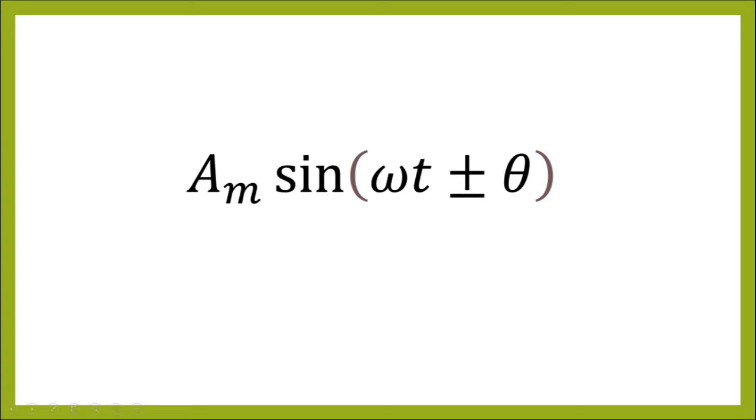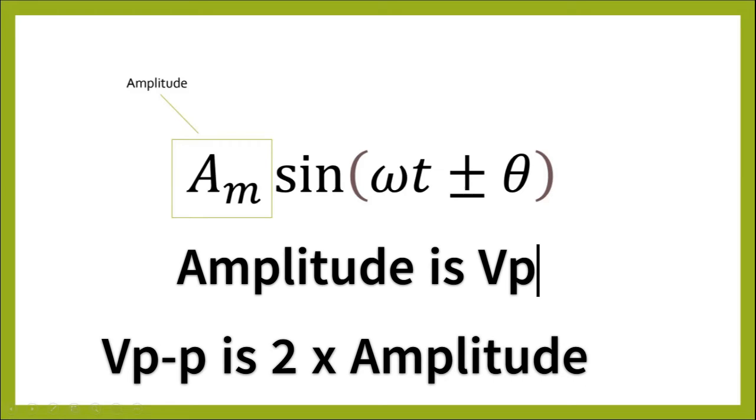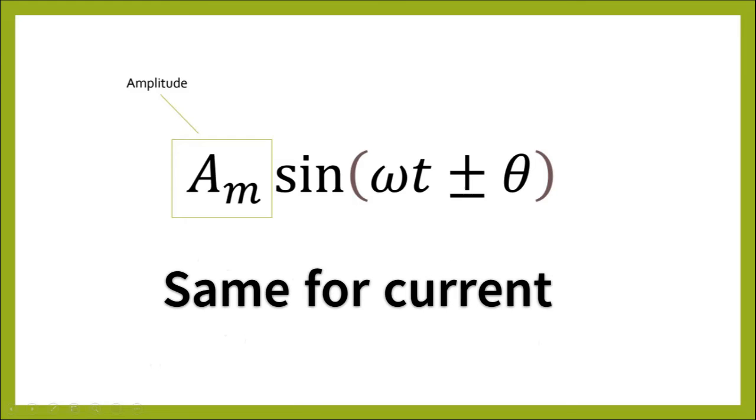In this representation of the sine wave, there are a few components to look at. Firstly, the multiplier on the front is the amplitude of the graph. In the case of a voltage representation, this is the peak voltage, and peak to peak could be acquired by doubling this value. In the current case, it is the same, giving the peak or maximum current value.